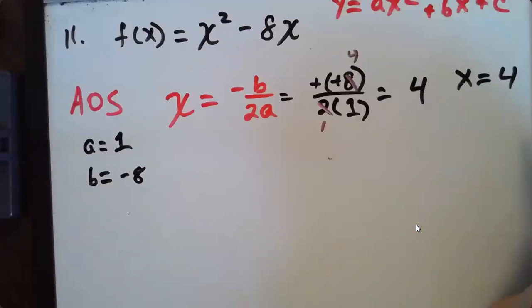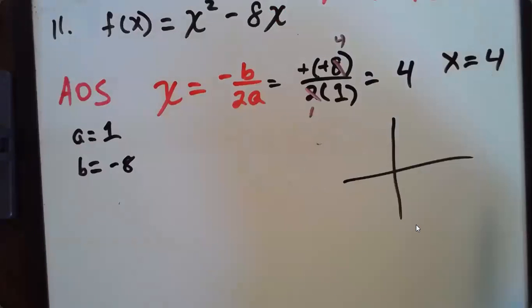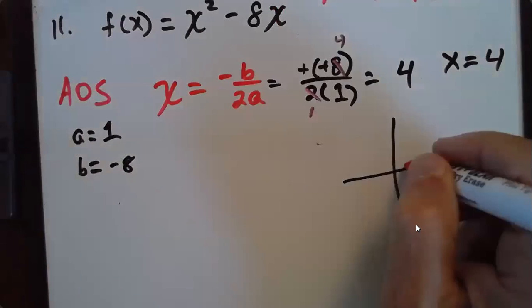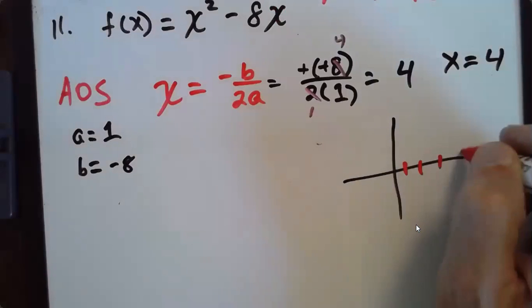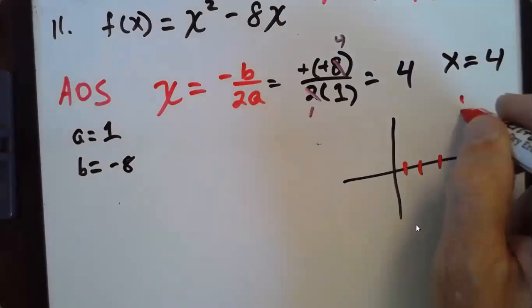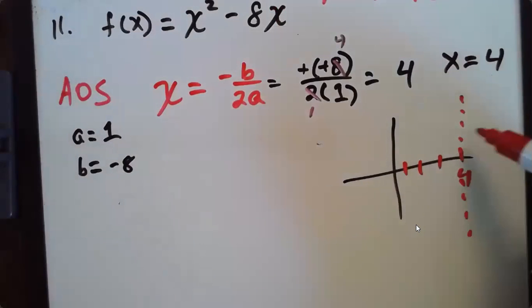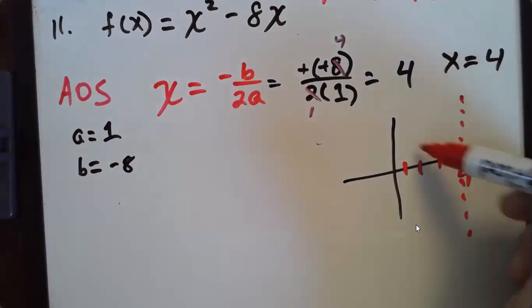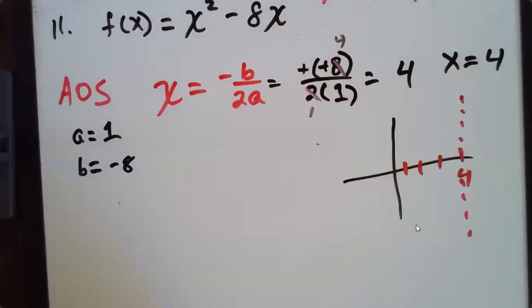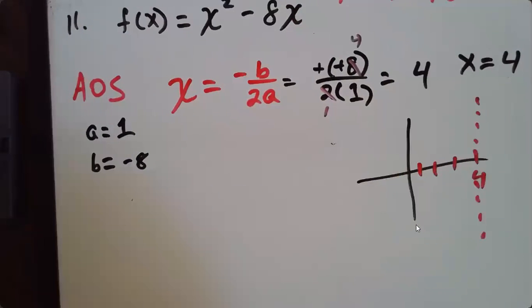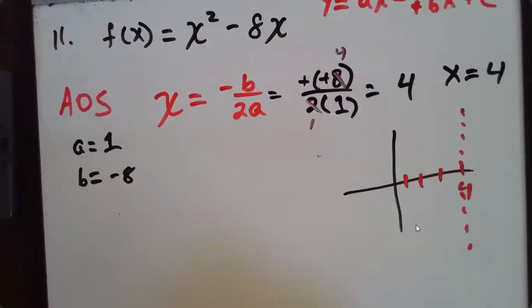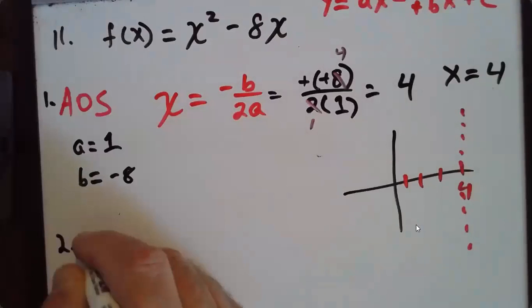So if we were to look at this graphically, you would have this imaginary line at 1, 2, 3, 4. And this axis of symmetry is like a mirror. However many distance away the points are on the curve from the right side of the axis of symmetry is going to be the same on the left, no matter where the curve is. So now that's our axis of symmetry. So that's step 1. Step 2 is to find the vertex.